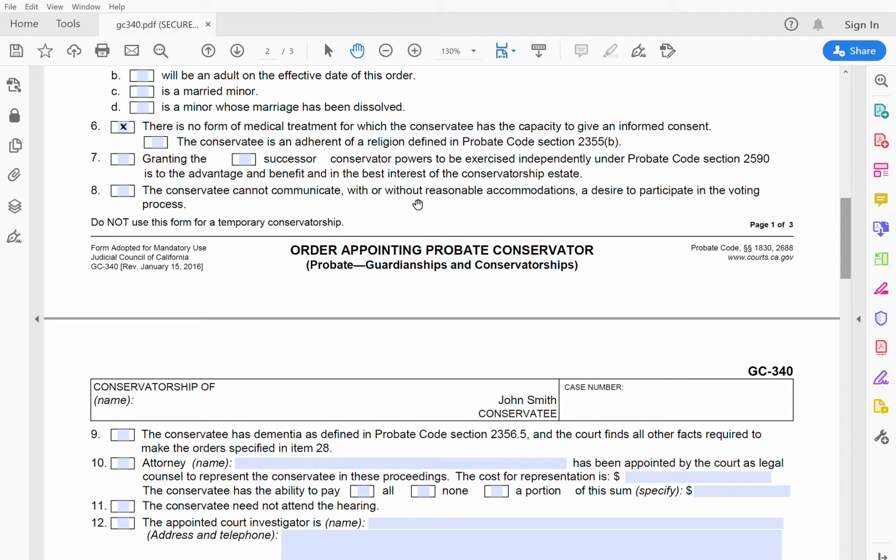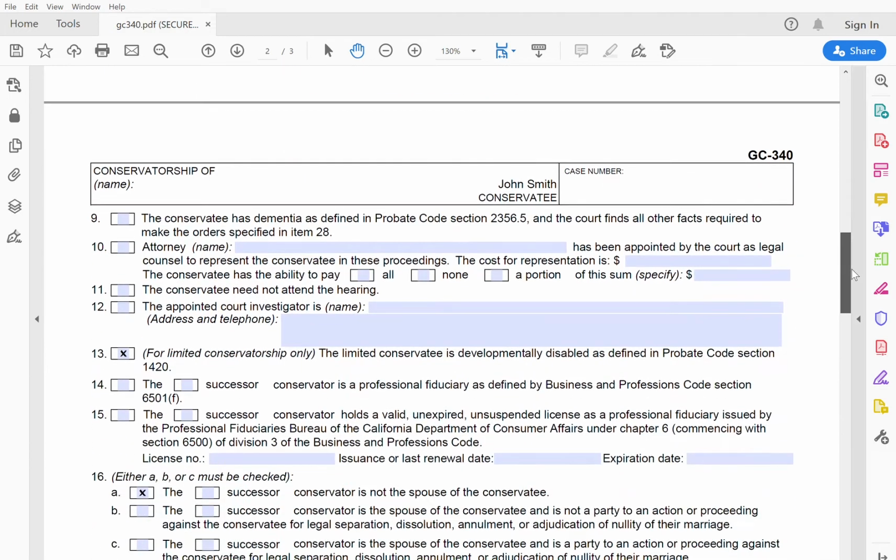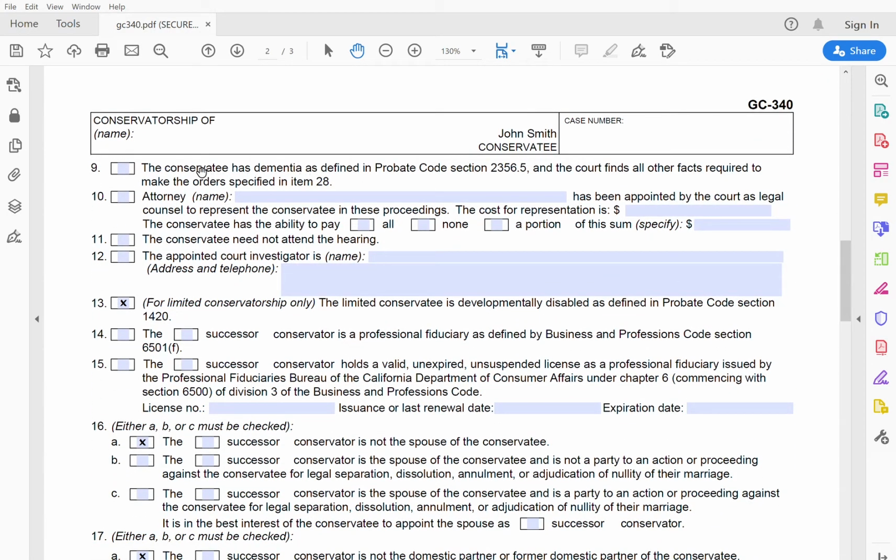The conservatee cannot communicate, with or without reasonable accommodations, a desire to participate in the voting process. Does the conservatee have dementia? That's typically not an issue for developmentally disabled individuals. They're usually much too young. If an attorney has been appointed, I don't know who the attorney would be. I leave it blank.